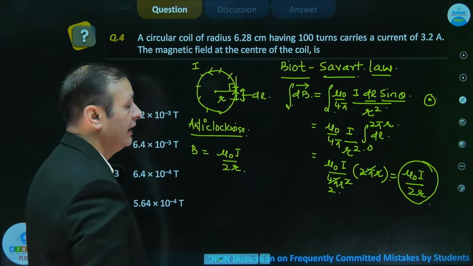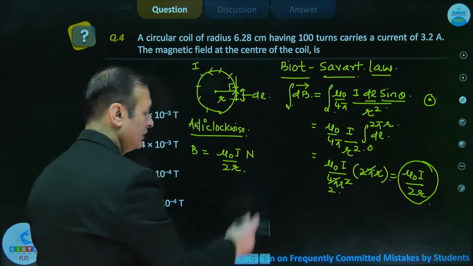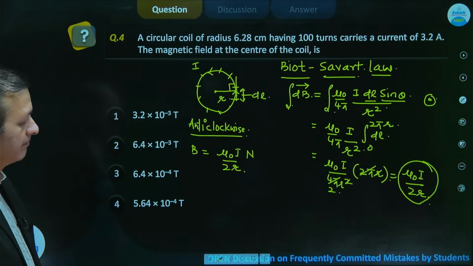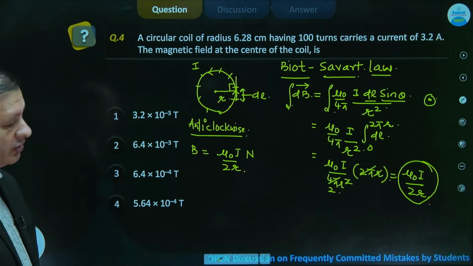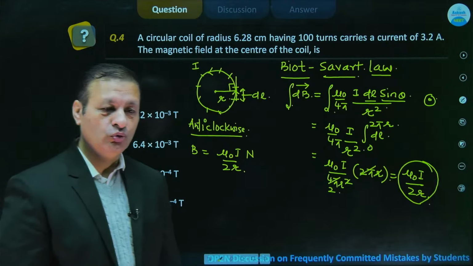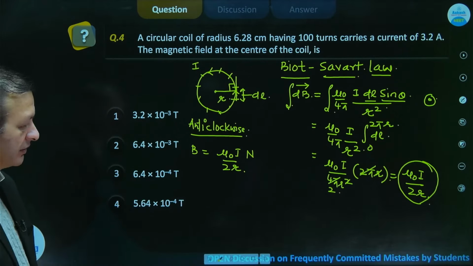and if you have n number of turns, we'll simply keep it as into N, and that gives you the total magnetic field, and this is in terms of magnitude. Got it? I'll give you the rule to define the direction also. Let me just conclude this part.